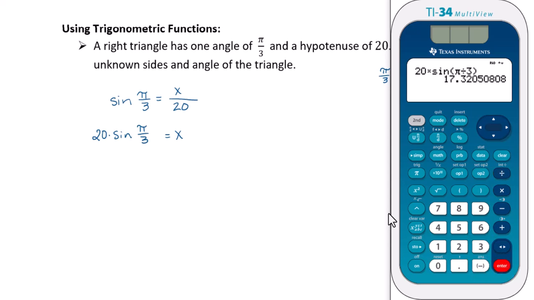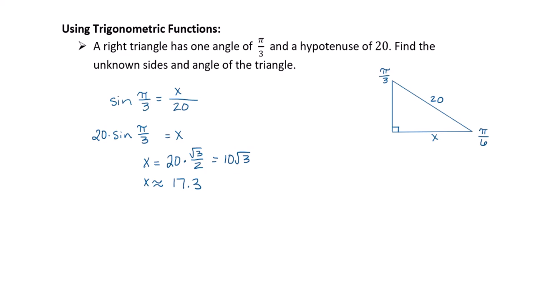And I get an approximate answer there. My exact answer is 20 times the square root of 3 over 2, which is 10 square roots of 3. And the approximate answer from the calculator, I get 17.3.